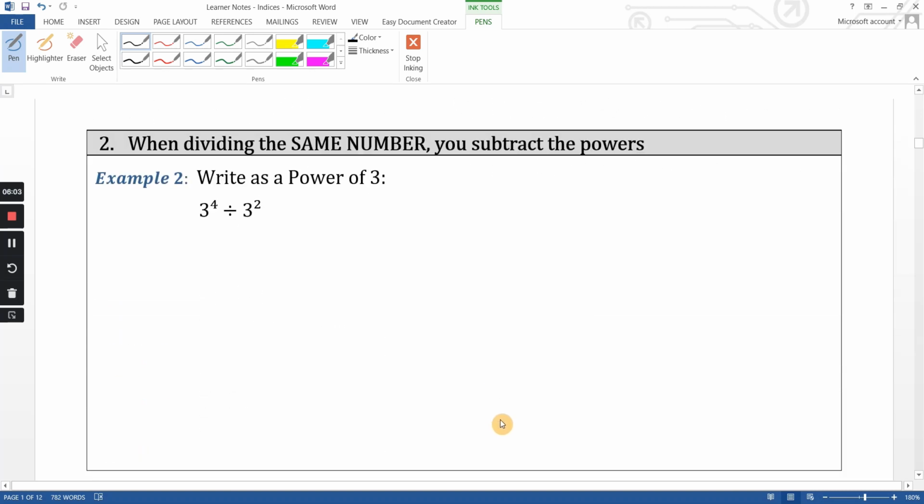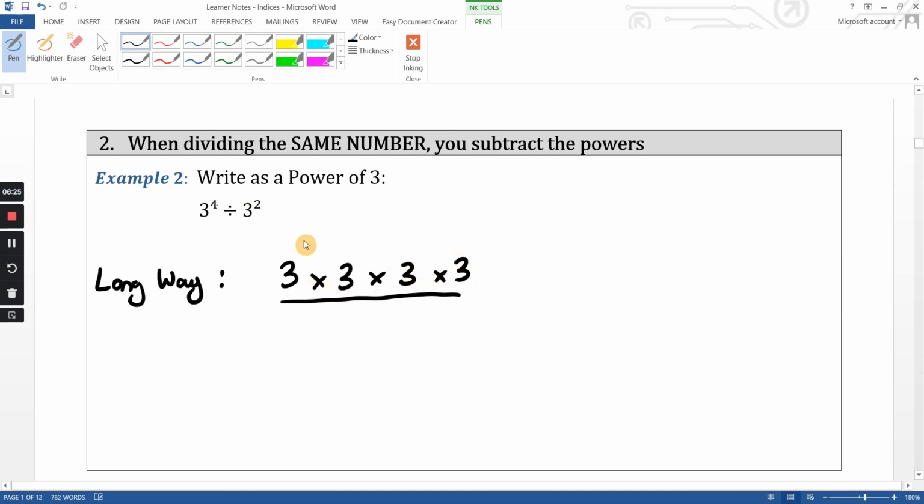Let's move on to rule number 2. When dividing the same number, you subtract the powers. So write as a power of 3. Again, I'm going to show you the long way, where it actually comes from. 3 to the power 4 means 3 times 3 times 3 times 3, divided by, so over, 3 squared, which is 3 times 3. This 3 can cancel with this 3, and this 3 can cancel with this 3. You're left with 3 times 3, which is just 3 squared.